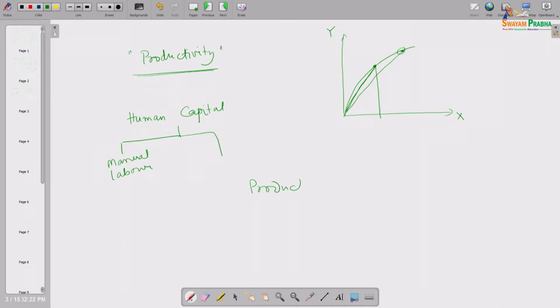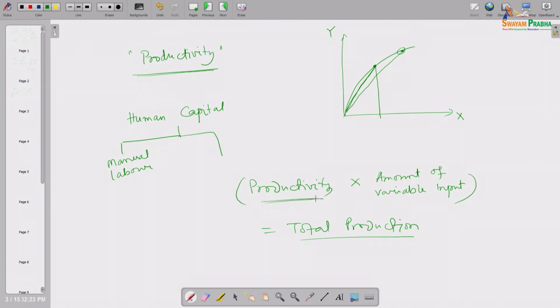So definitely, the productivity level of different countries, multiplied by the amount of variable input available in that country, gives the total output, total product, because productivity is defined as total production divided by the amount of variable input. So total productivity into amount of variable input will be total production, and this total production is the GDP. We said that if you can capture all goods and services, the total production will give you the GDP figure. And we are saying that GDP is a good measure of prosperity of any country.